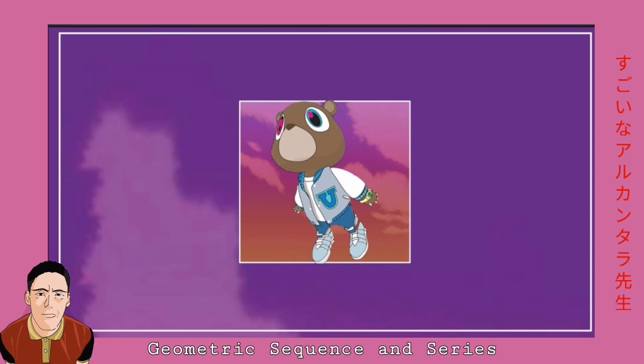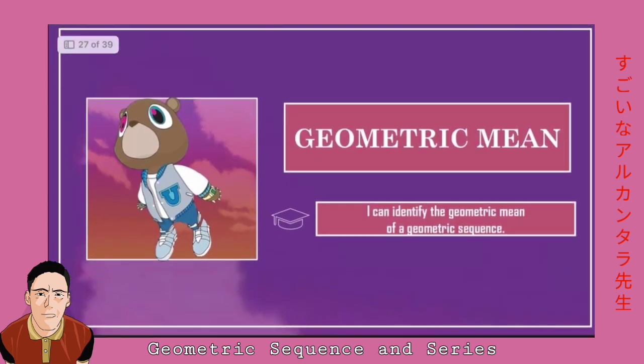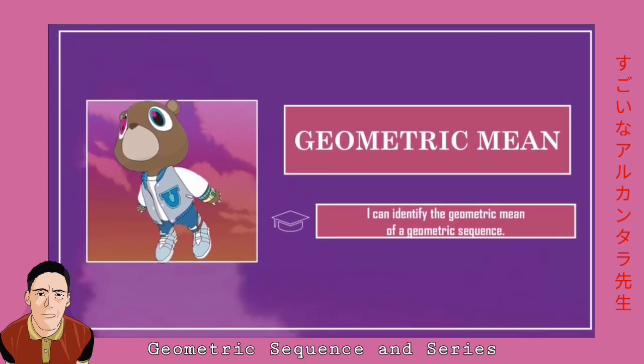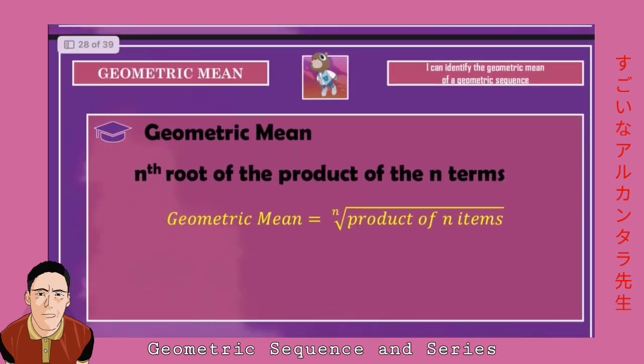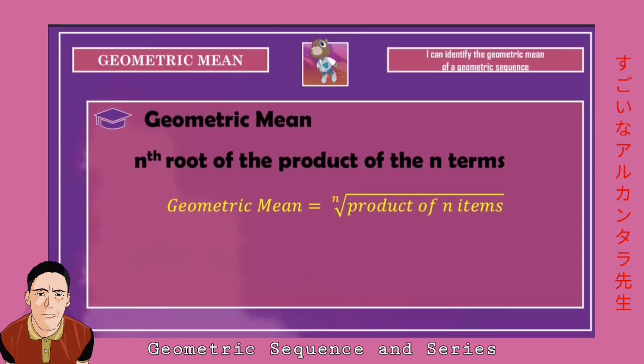Now, what we're going to continue with is geometric mean. If you wonder what this all means, there are two things here. We have geometric mean and geometric means. They're two different things. The first is geometric mean, which has a formula: the nth root of the product of the n terms. So you have the nth root of the product of n items. Now, this one is not confusing.